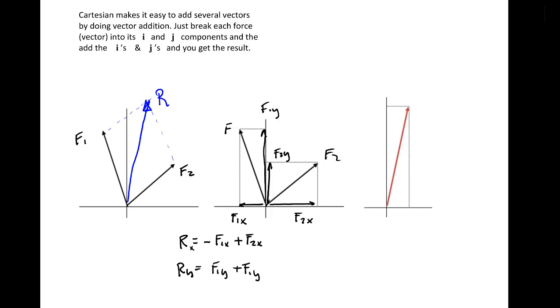And then we look at the magnitude of the resultant. That's going to be pretty easy. The resultant is going to have a resultant in the x and a resultant in the y.